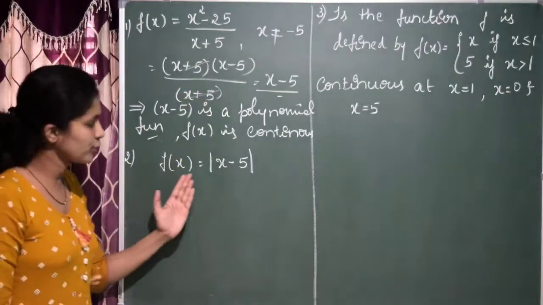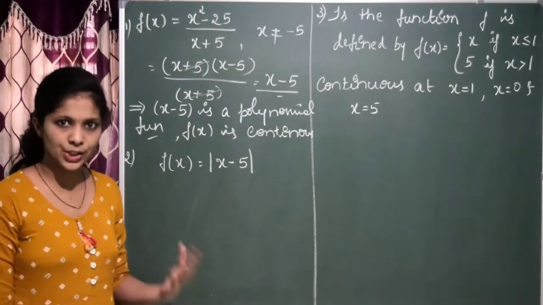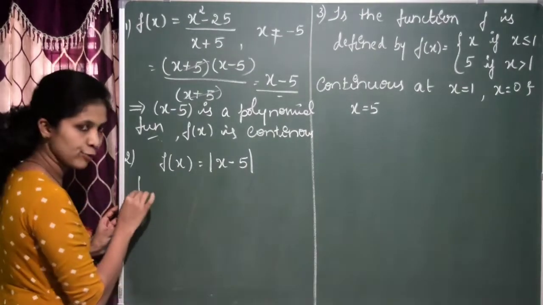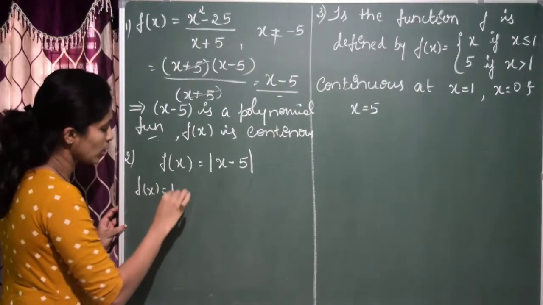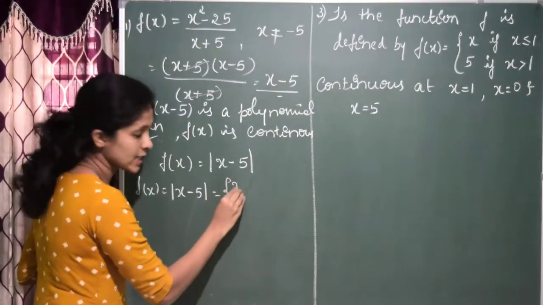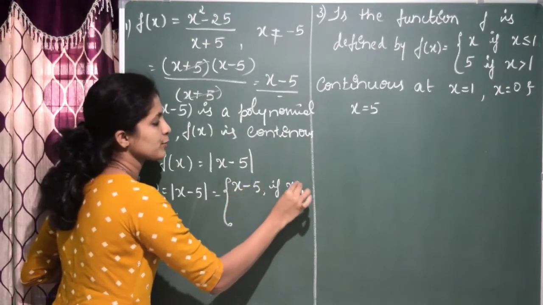This is the first. Next, f of x is equal to modulus of x minus 5. You know that the modulus function is continuous, but here you have to prove this one. First we will define this function. f of x is equal to modulus of x minus 5. So this will be equal to x minus 5 if the value of x is greater than or equal to 5. Is it clear?